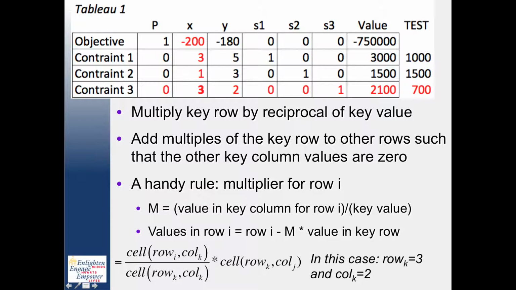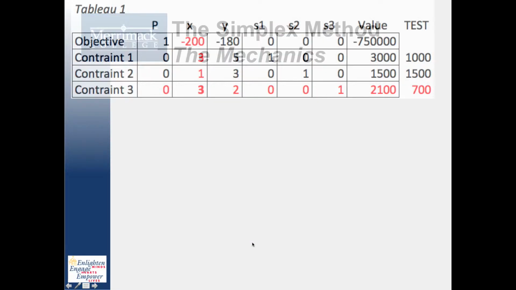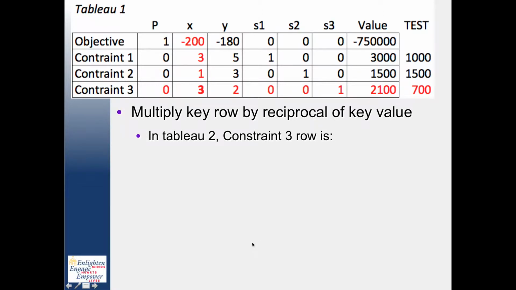Now, for the values in row I, say the first row, I would take the value, say the first one, and subtract this element of this key equation times the multiplier. And we're going to work this out, okay? We're going to work this out with an example. So let's go through it here.